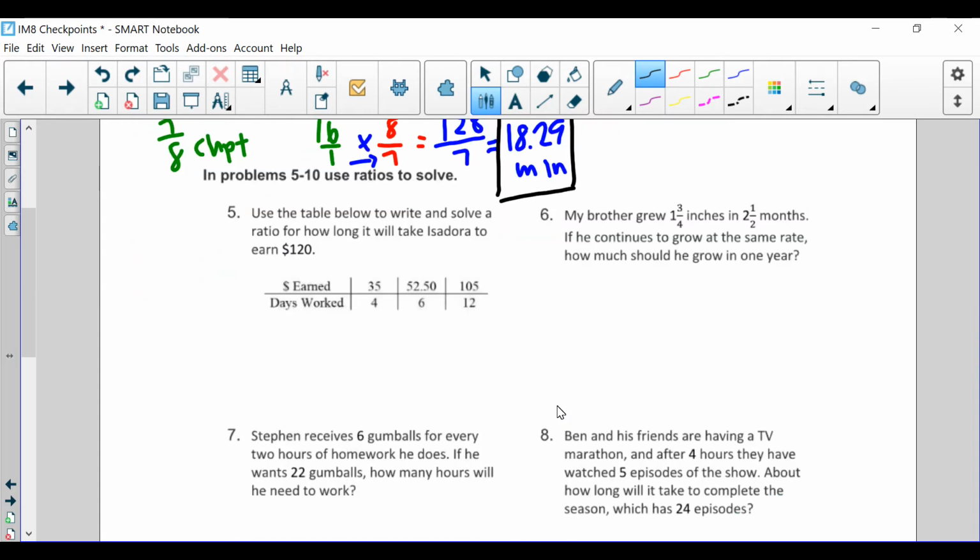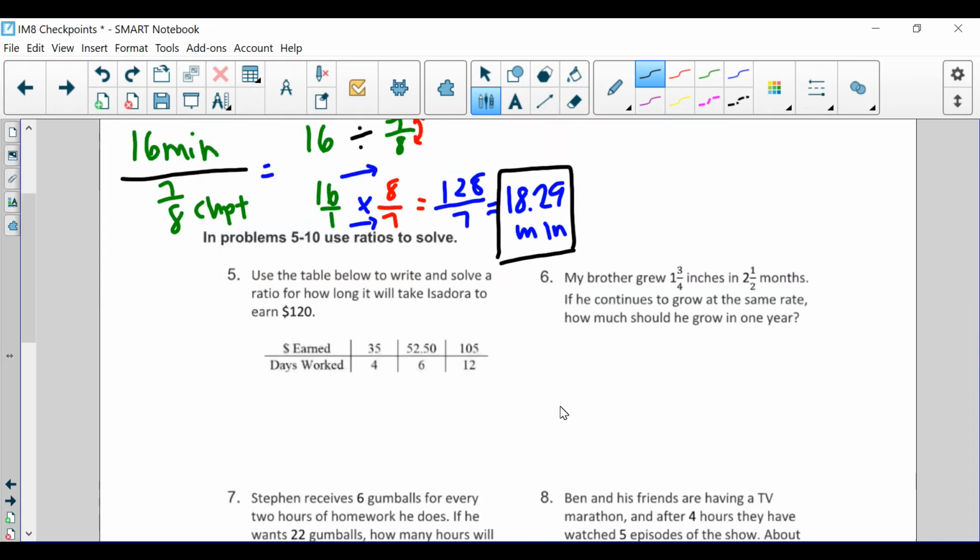Alright, let's continue. It says, use the table below to write and solve a ratio for how long it'll take to earn $120. Okay, so we want to know $120. If you notice, the top value is dollars, and then the bottom value is days worked. So right here, I'm going to go ahead and draw a line. Dollars was supposed to be 120, and then days worked, we don't know, so I'm going to write, I don't know, X.